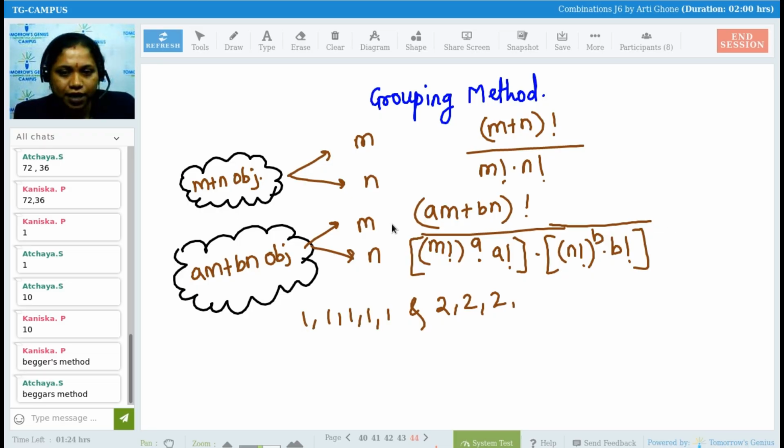Directly, these are some shortcuts. Like, do this question. I have 5 one-digit numbers and 3 two-digit numbers divided into 2 different groups. What will be the answer for this particular question?